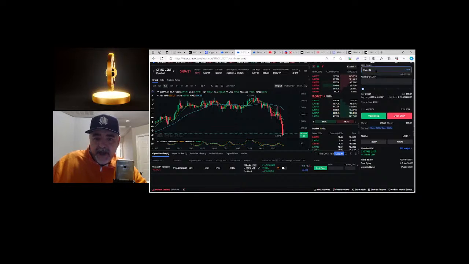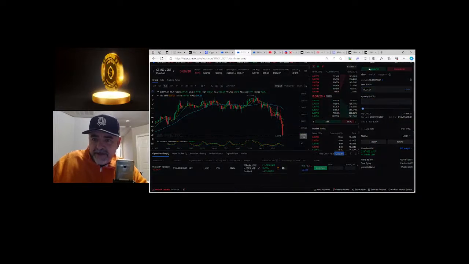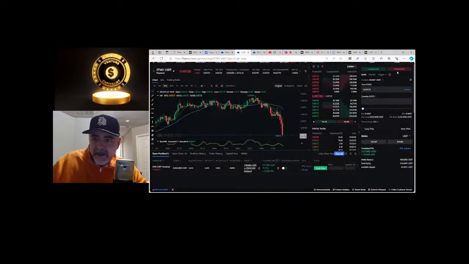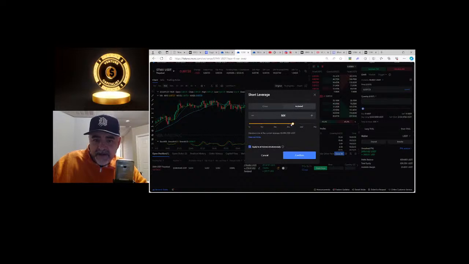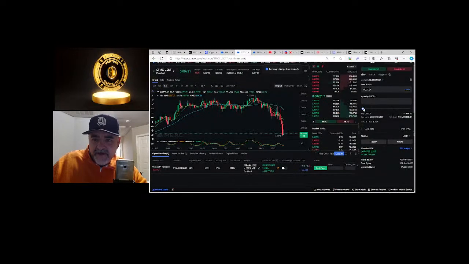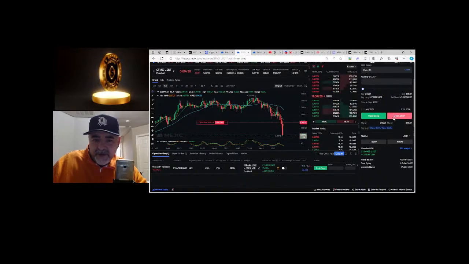So we're looking a little bit higher there. So 729 would be our entry into our 30x leverage for our short into STMX. Slide in there, 30x leverage, 729. We're going to run that out for about 50 bucks. There we go. Open up a short.